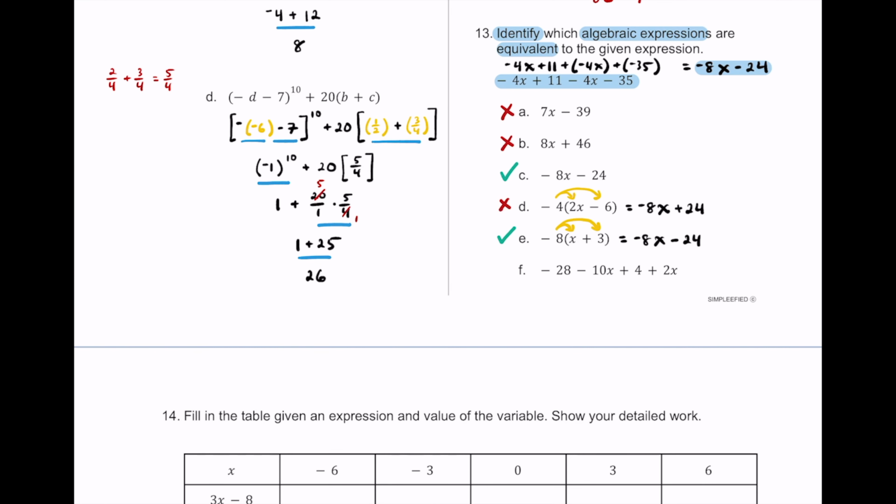For F, let's go ahead and simplify this. Combining some like terms, maybe we could try to remember here that this is negative 10x. I'm not going to KCF or add the opposite right now, but keep in mind this would be a negative 10x. Negative 10x plus 2x, that's going to combine to negative 8x. And then this negative 28 plus 4 is going to be a negative 24, so minus 24. So this one does indeed match the original expression, because we can see here that this negative 8x minus 24 matches this negative 8x minus 24.